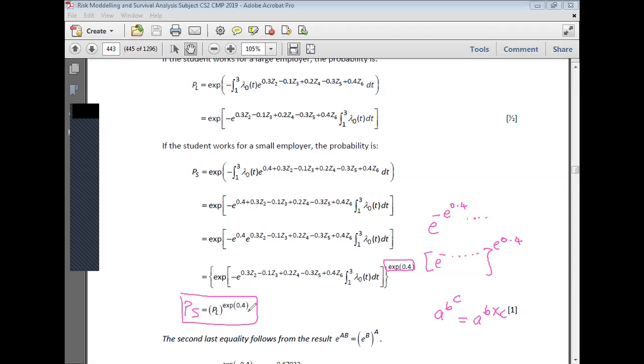So if you see here, this is what you have as the relationship between PS and PL. And now if you see e raised to 0.4, I don't know what's the value of e raised to 0.4, but if it is greater than 1, then you would know that PS is higher than PL. And if it is less than 1, then you know that PL is higher than PS. Does this make sense to you guys? Any doubts in this?